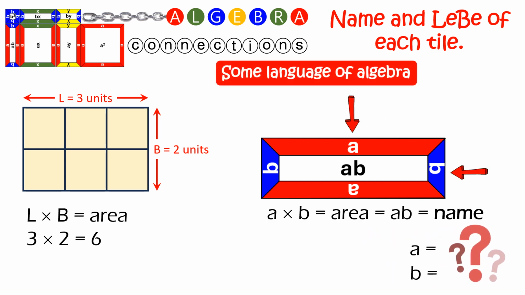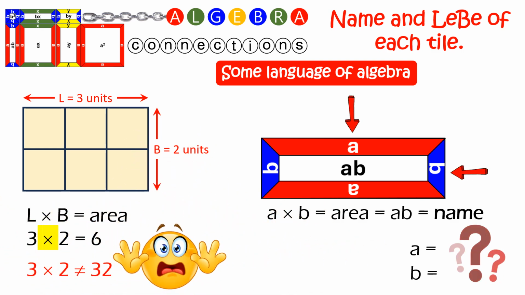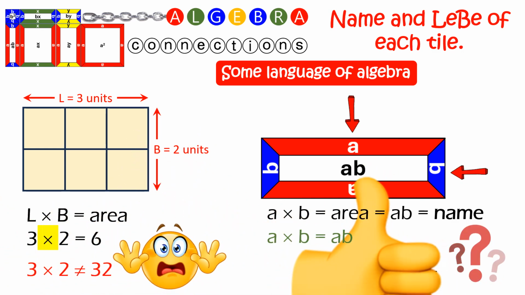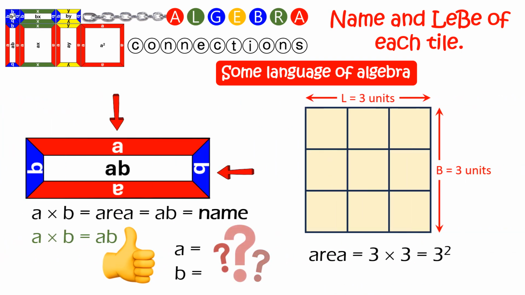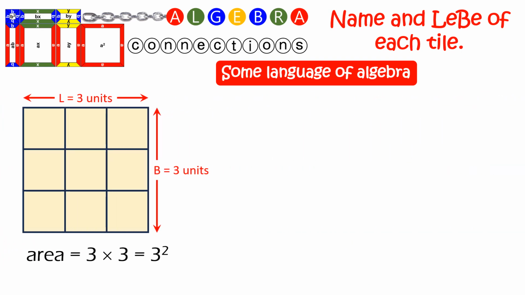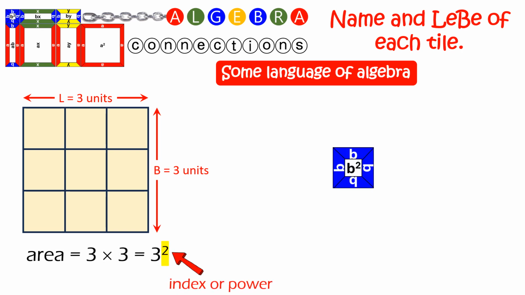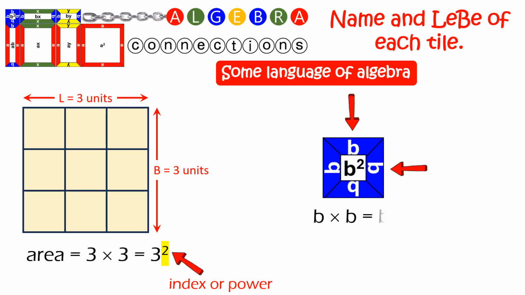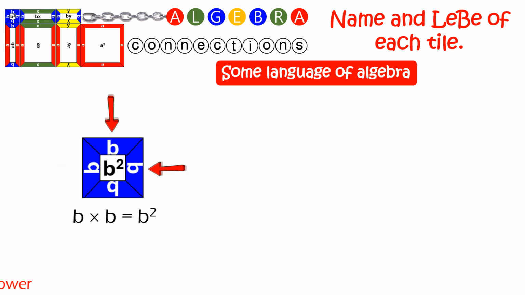Next, let's look at some language of algebra. 1. While the multiplication sign is absolutely essential in numerical expressions, it can be done away with in algebra. 2. When the length and breadth are the same, we use an index. For example, 3 times 3 is equal to 3 to the power of 2. Similarly, b times b equals b to the power of 2.